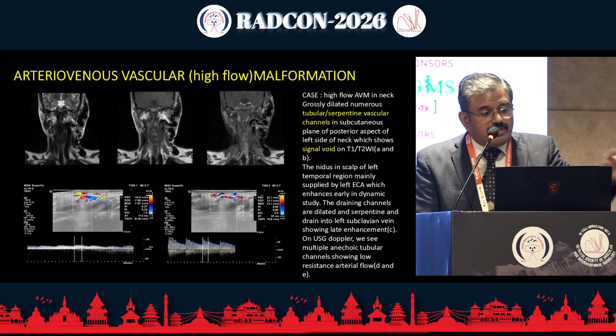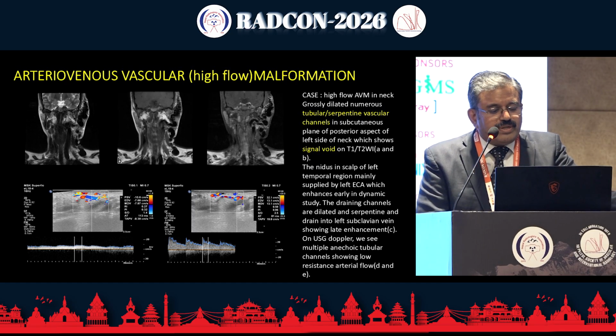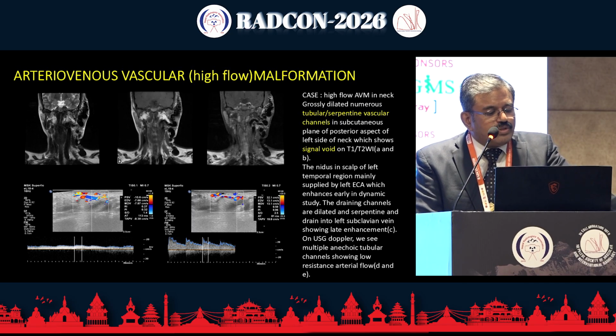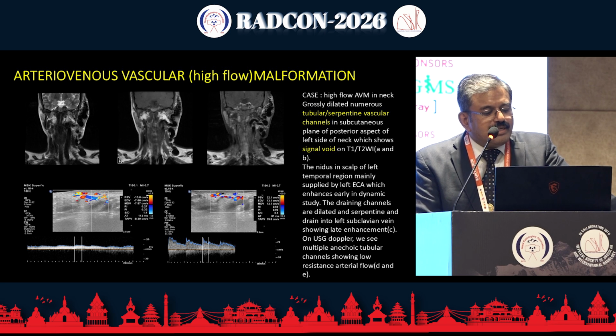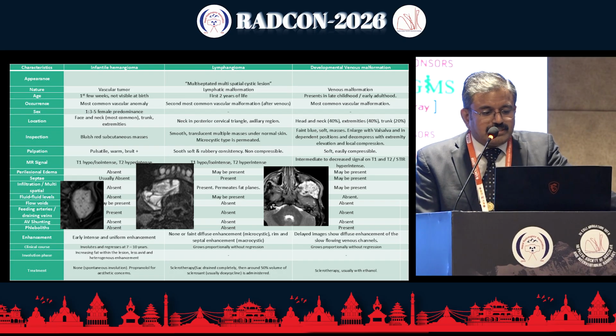So this is an infantile hemangioma. There is no need to hurry to do surgery. Automatically these lesions will resolve spontaneously. So this is a hemangioma, which is a tumor. This shows early intense uniform enhancement, whereas the phleboliths in the developmental venous anomaly show delayed enhancement. That is the difference. And this lymphatic malformation, a multiseptated cystic lesion, may not show enhancement.